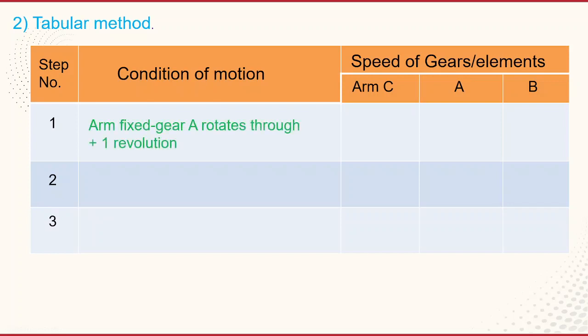The first condition is arm fixed. Whatever speed is given in the problem, first you assume that the arm is fixed and gear A rotates through plus 1 revolution.